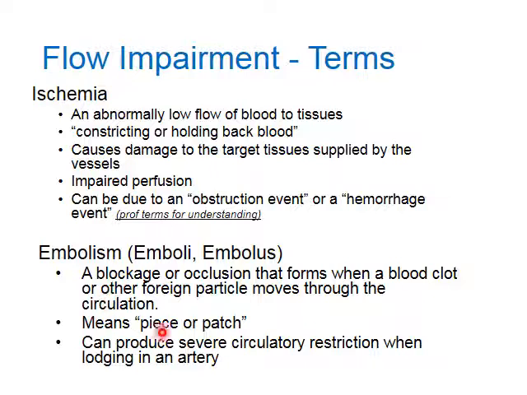An embolism is a little bit different. This is a blockage or occlusion that forms from a blood clot or some other foreign or abnormal particle from the body that moves through the circulation. It basically means piece or patch or something, and it can block off blood flow. We can see this with, for example, an embolism caused from a clot. We can see a bunch of platelets that have all formed together, as I've told you guys about.